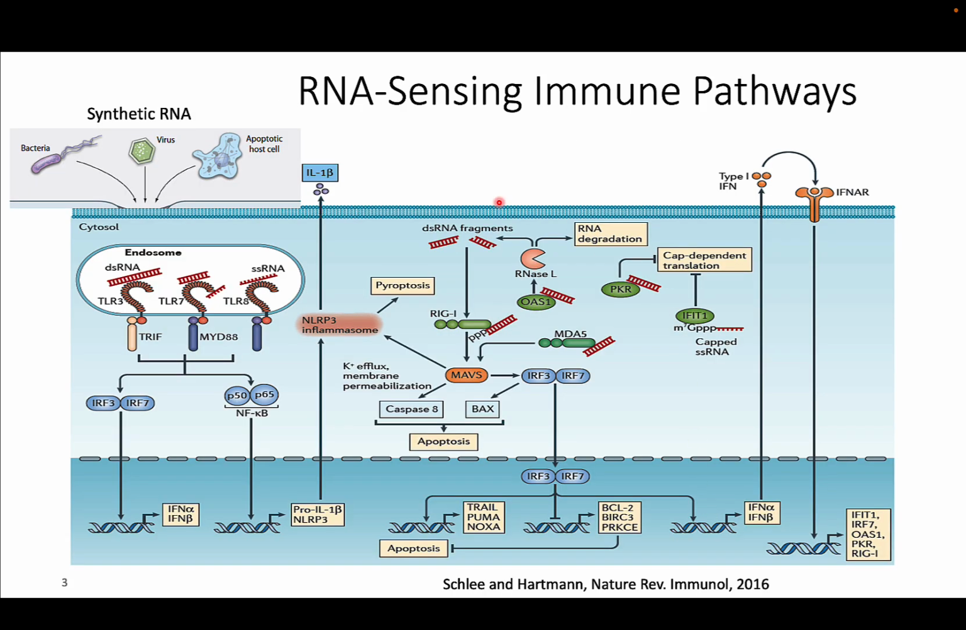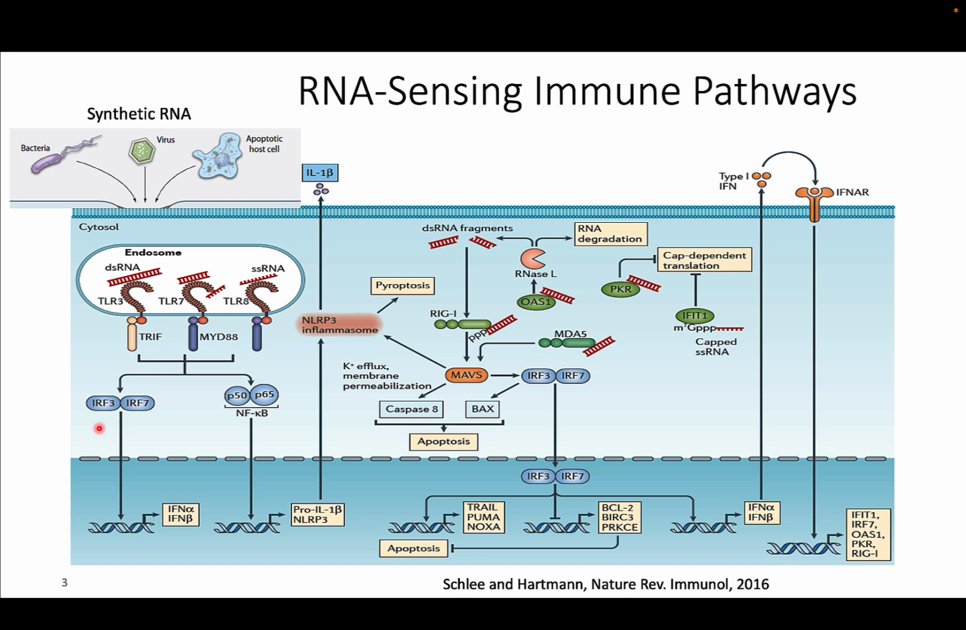Another way to look at this for the RNA sensing immune pathways is that foreign material is taken up into a cell, bacteria, viruses, apoptotic debris, or synthetic RNA, and when that material enters cells, it's normally taken up into an endosomal compartment where if it has the right structures, it can activate one or more of these receptors.